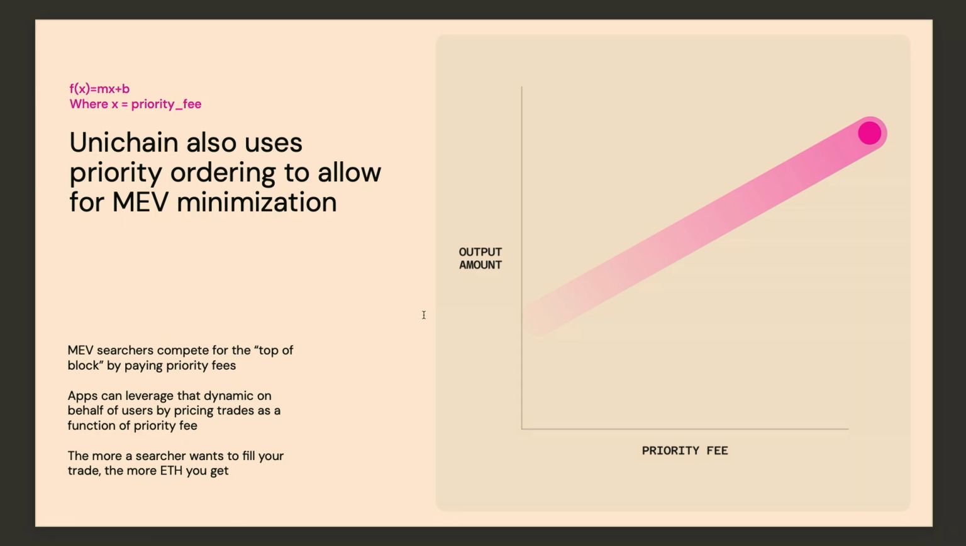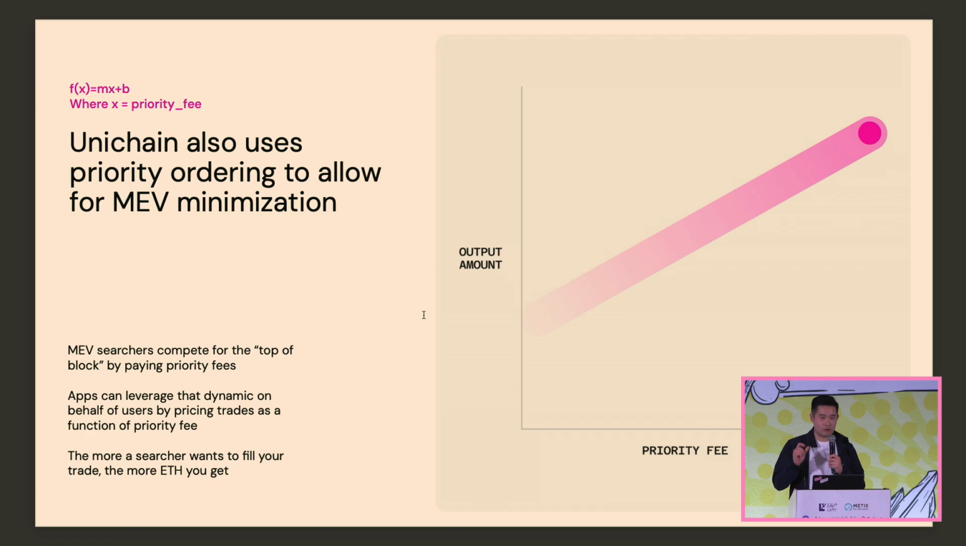For example, apps can encode a swap order such that the output amount the user receives is directly proportional to the priority fee paid. That means as MEV searchers compete to fill this transaction, as they keep paying more and more priority fees, they also need to give out more and more output tokens, which means when you swap, you get more money. And this is a vast design space that's really, really exciting and available on Unichain right now.